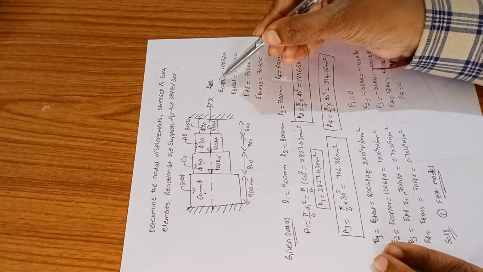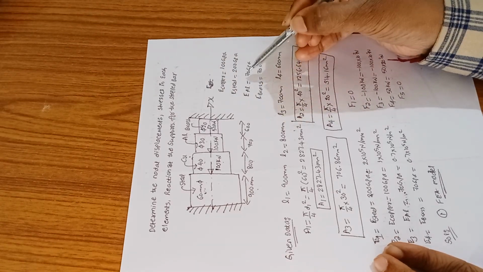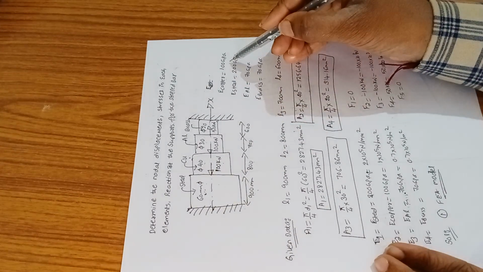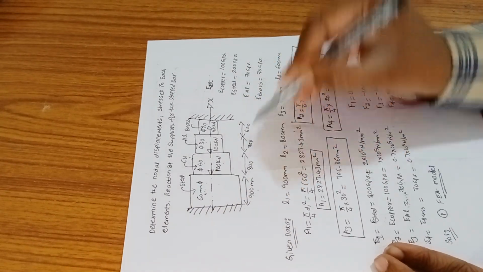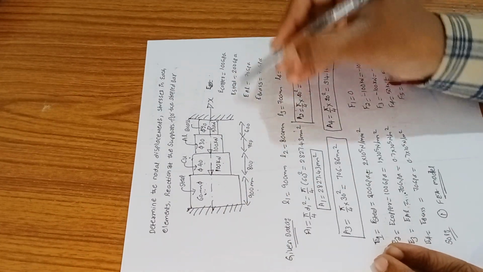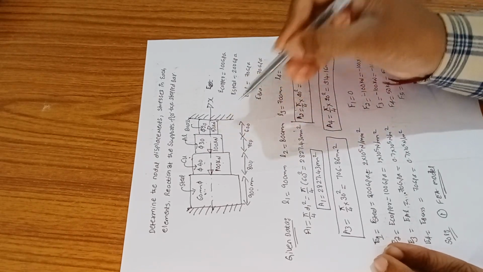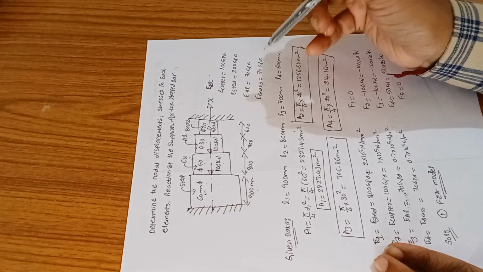And also the Young's modulus of all the elements are given. So Young's modulus of copper, that is element 2, is given as 100 GPa. Young's modulus of steel, that is element number 1, is given as 200 GPa. Young's modulus of aluminium, third element, is 70 GPa. Young's modulus of brass, fourth element, is given as 70 GPa.